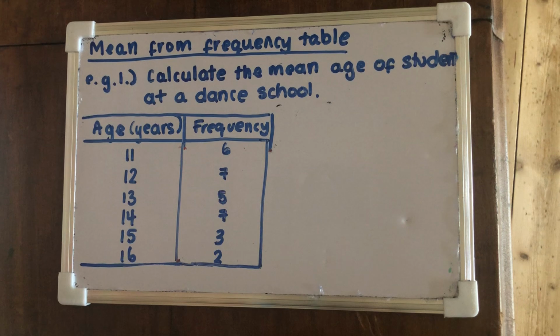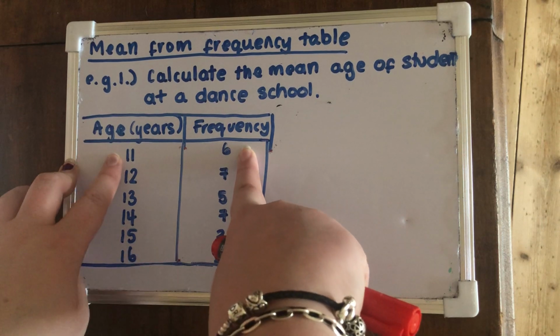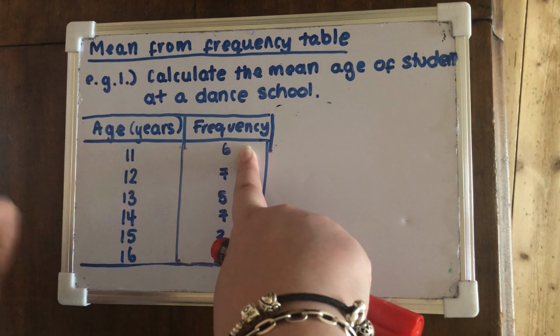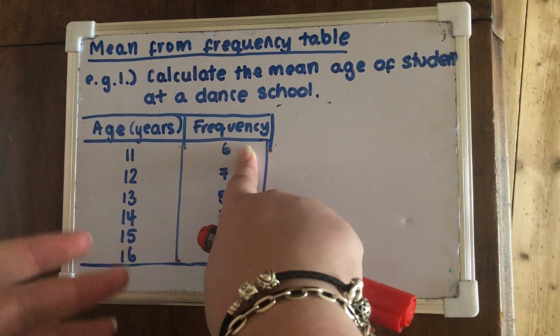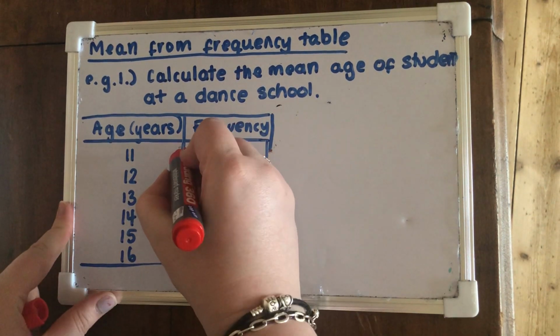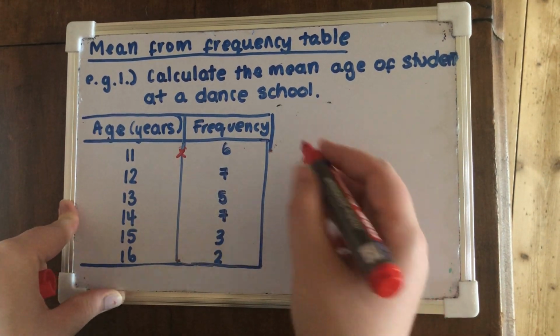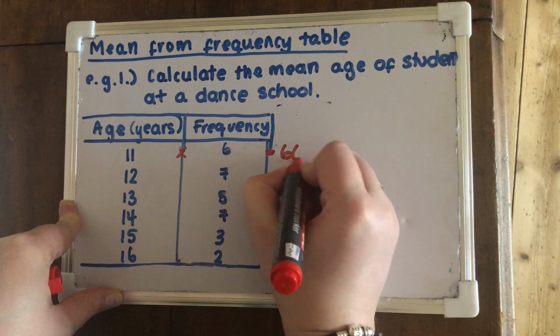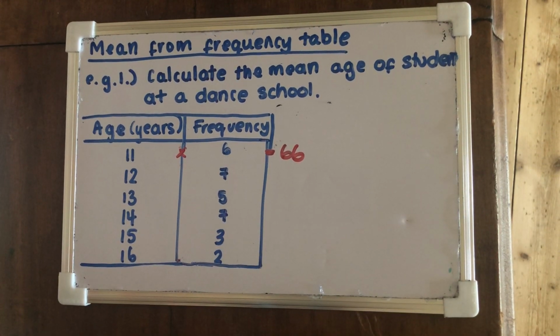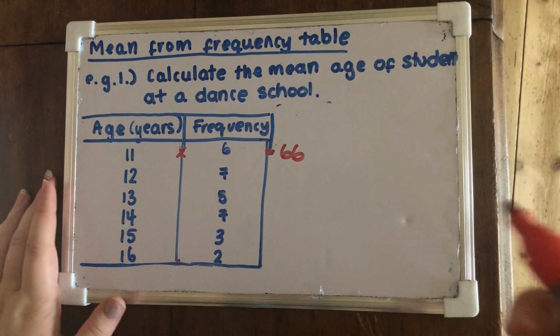Okay, so the first thing I need to do is work out their total ages. Okay, so if we've got 6 students at 11, their total ages are going to be 11 plus 11 plus 11 6 times. Okay, but a quick way of working it out is just multiplying them together. Okay. So 11 times 6 is 66. So all the 11-year-olds, their ages added together is 66.